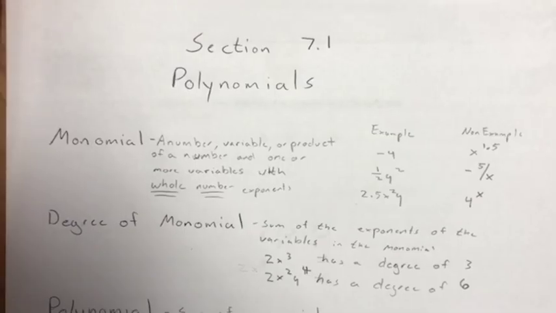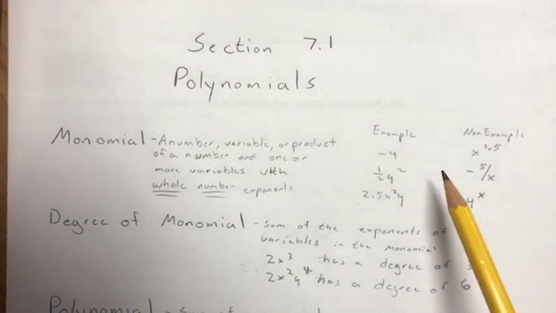Section 7.1, polynomials. Before we get into polynomials, we need to discuss what's called a monomial, which is a number, variable, or product of a number and one or more variables with a whole number of exponents.